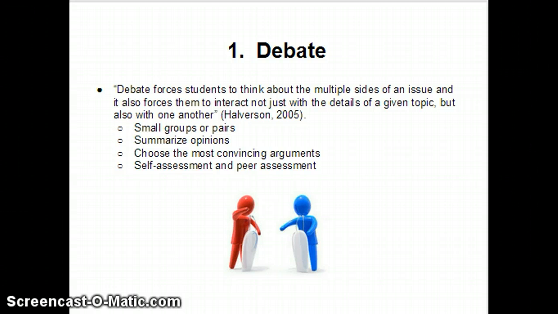So now I want to explore 3 examples used by many ESOL teachers to foster critical thinking in class. The first one of these examples is formal and informal debates. Halverson notes that debate forces students to think about all sides of an issue. They can do these debates in a number of different formats, and it's important that they self-assess and commit to peer assessment as well.